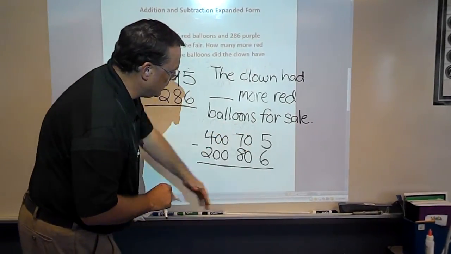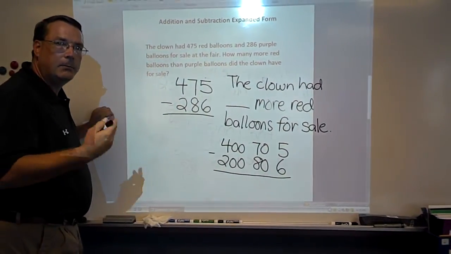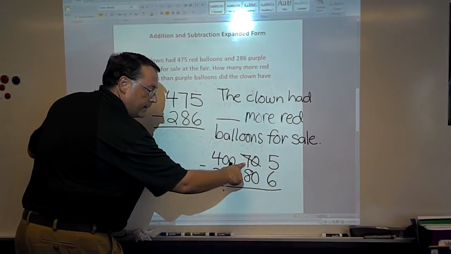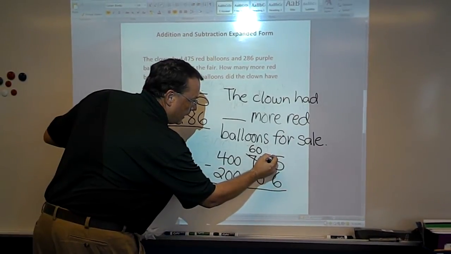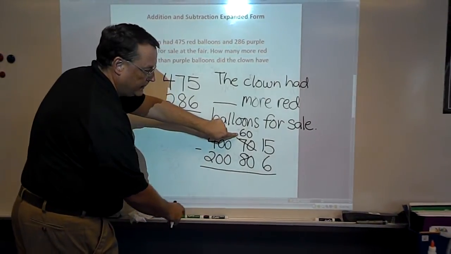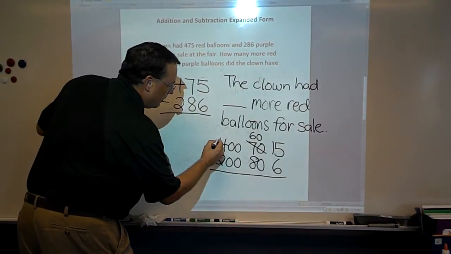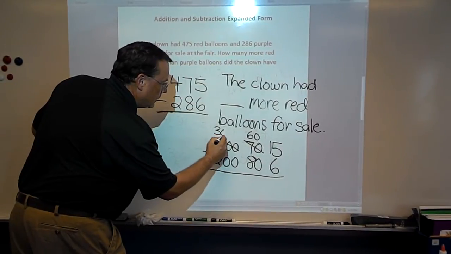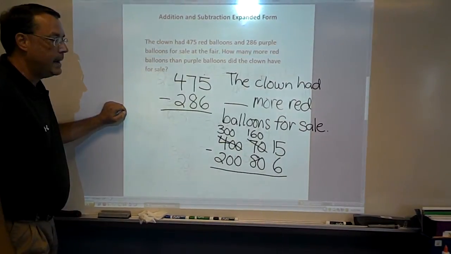So when I look at my ones, I have 5. I can't subtract 6, so I need more ones there. So I'm going to break out a 10 over here. Instead of 70, that now becomes 60. And this 5, I'm bringing a 10 over, that becomes 15. Now when I look at my 10s, I have 60. I can't subtract 80 from that. I need more 10s. So I'm going to break 100. So that 400 is now 300. And I'm going to bring that over there.